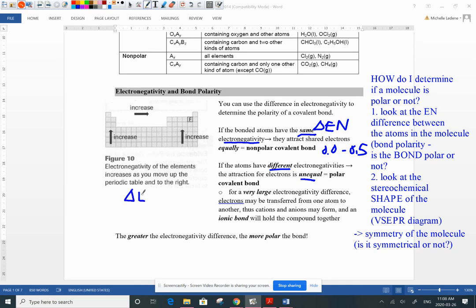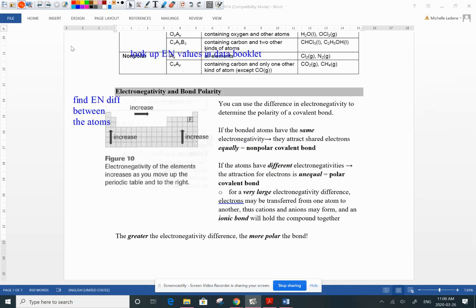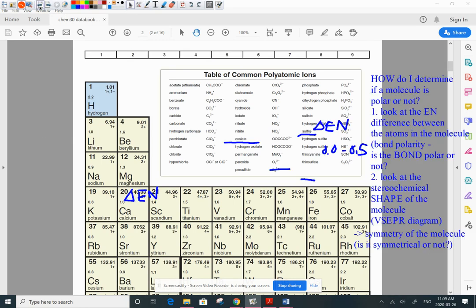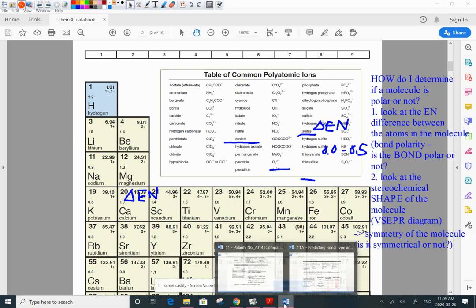So when we look at our electronegativity values on our data booklet, and just a reminder, where do we find those electronegativity values? Well, here's our data booklet. You have to find the electronegativity difference between the different atoms by looking at these values here. There is the value that shows the electronegativity, just below the atomic number. So you look them up in your data booklet. Okay, so back to our notes.